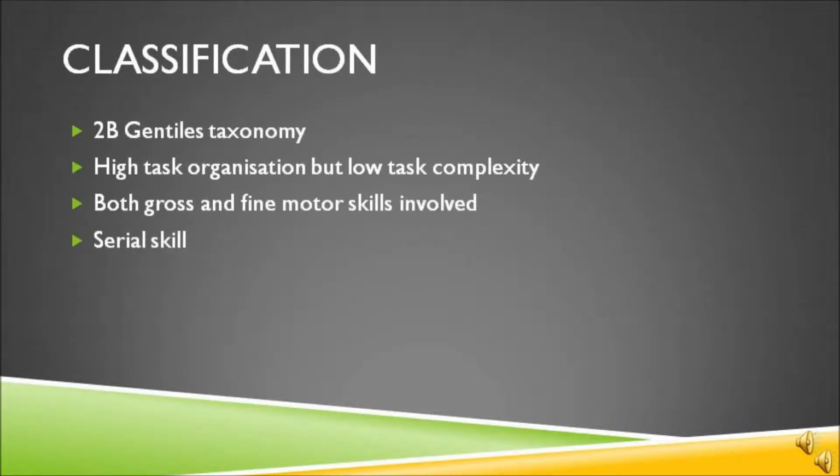Basketball shot is classified under 2B according to Gentile's taxonomy because of object manipulation, stationary regulatory conditions, and inertial variability, which is the defender's presence. It has a high task organization but low task complexity.